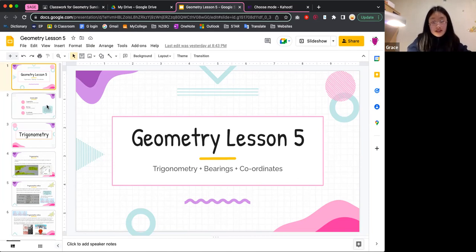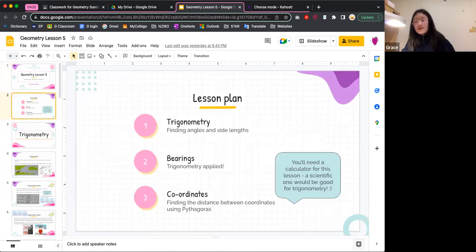Trigonometry, bearings, and coordinates. So that's just an overview of it.